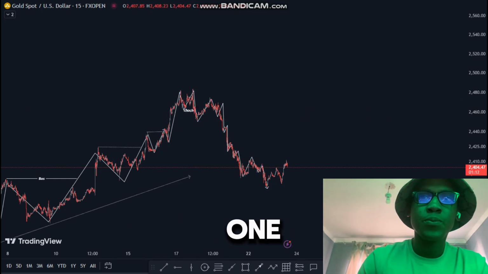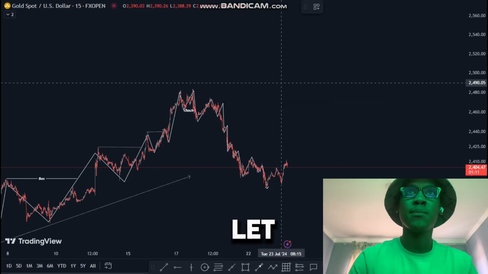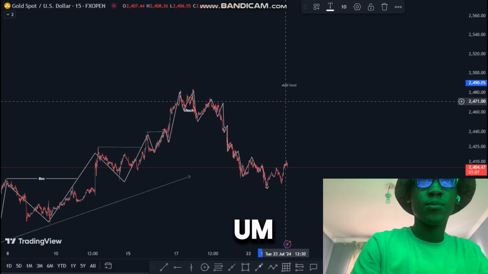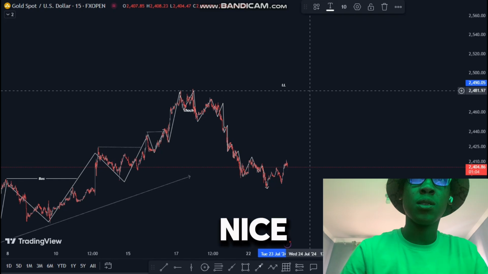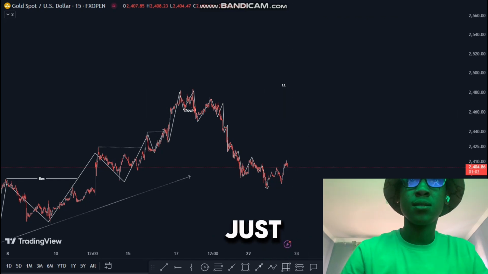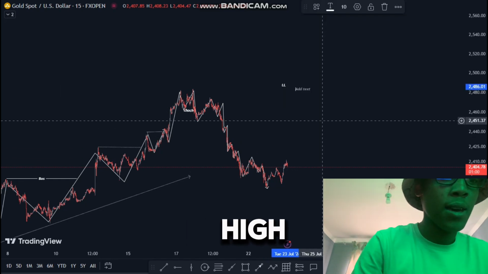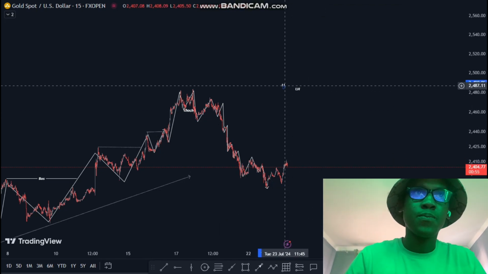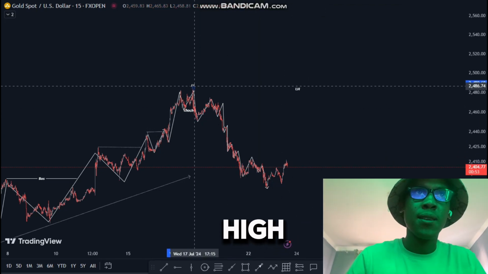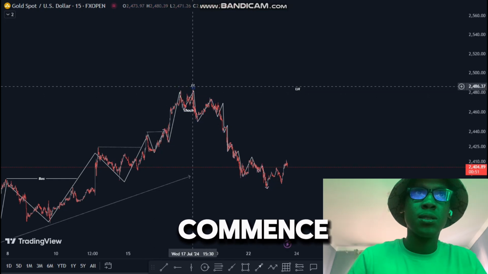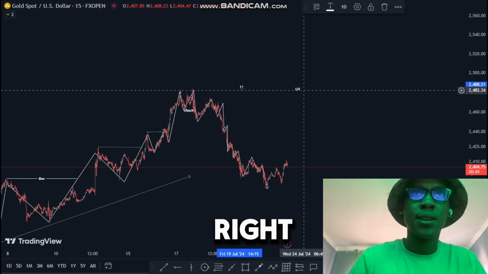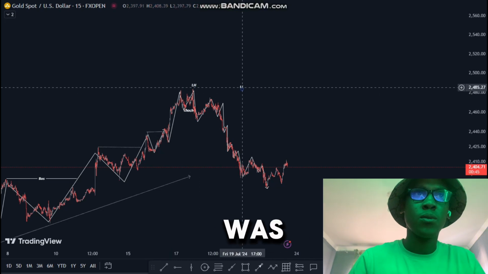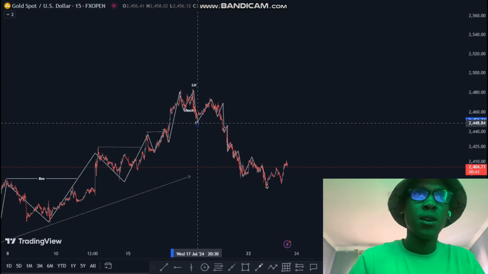Making this one here. Let me just type this so that I can demonstrate to you guys. Then this one, that's a lowest low. Then let's also put the lowest high. Great. So this one here was our lowest high, right? This one here was our lowest high. This one here was our lowest low, right?